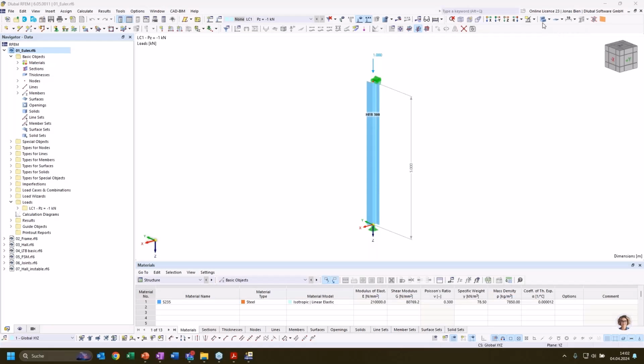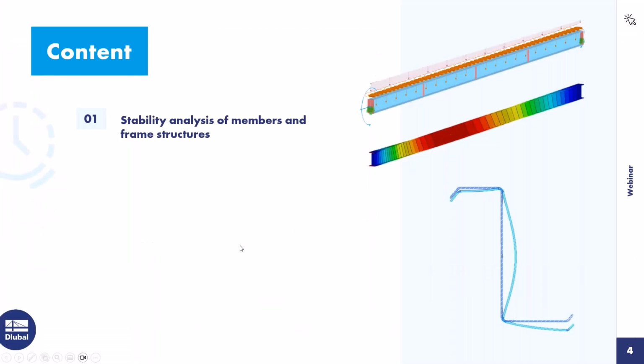Jonas, it's your turn. Yes, let me quickly share my screen. Could you give me some feedback if it works? Yes, that's fine. Okay, so you should see my table of content now. Yeah, thanks Andreas for the introduction.